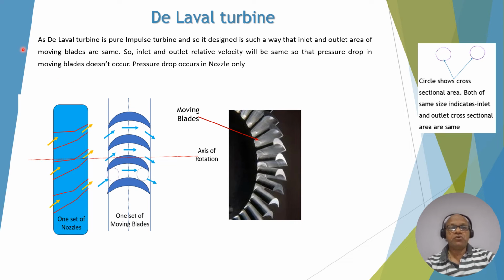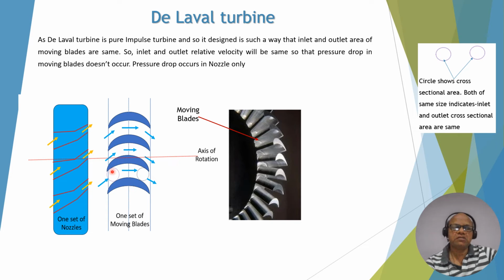The De Laval turbine is a pure impulse turbine. So it is designed in such a way that the inlet and outlet areas of the moving blades are the same. You can see here it is shown as a circle, a circle of moving blades. Same circle means same cross-section area. This is for indication purposes. Both being the same size indicates the inlet and outlet cross-section area between the blades are the same. So inlet and outlet relative velocity will be the same because the area is the same.